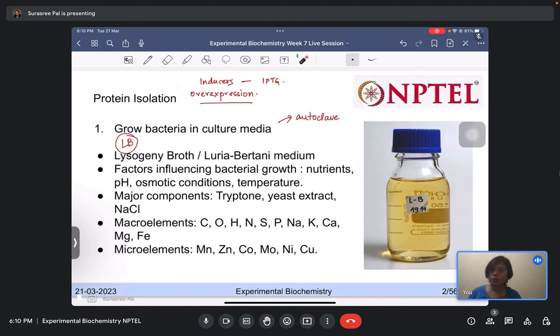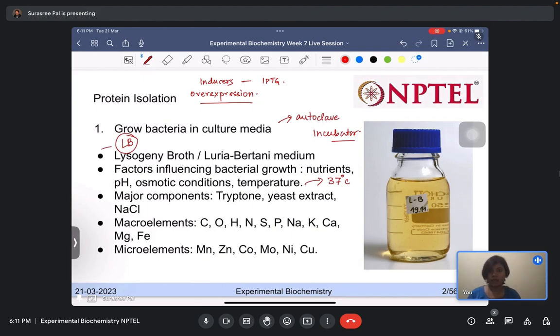The usual temperature at which we grow bacteria is 37 degrees centigrade. So we use a machine called an incubator, which can maintain this 37 degree temperature, and at this temperature we grow our bacteria in this particular LB medium.